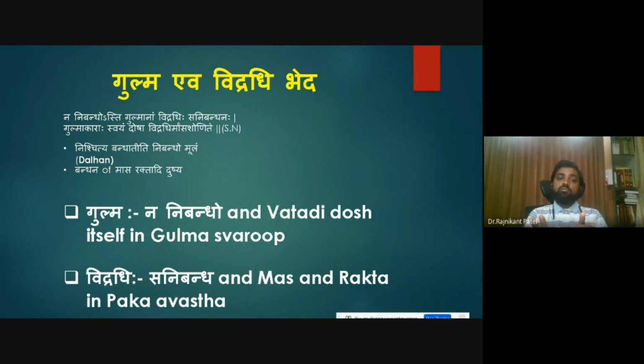But in Vidradi it is sanibandha. Sanibandha means it has a connection, or the mamsa and rakta adi dushya are connected together, and then it forms the disease. That is called Vidradi. So the main difference between Gulma and Vidradi is that Gulma will be anibandha. There won't be involvement of mamsa and rakta adi dushya in Gulma. In Vidradi, along with the dosha vitiation, there will be vitiation of mamsa and rakta dhatu, that is in the paka avastha. In Gulma we cannot find paka at any time, but in Vidradi it is a must and compulsory. So it is called Vidradi, as we saw in the first slide. This is the difference between Gulma and Vidradi.